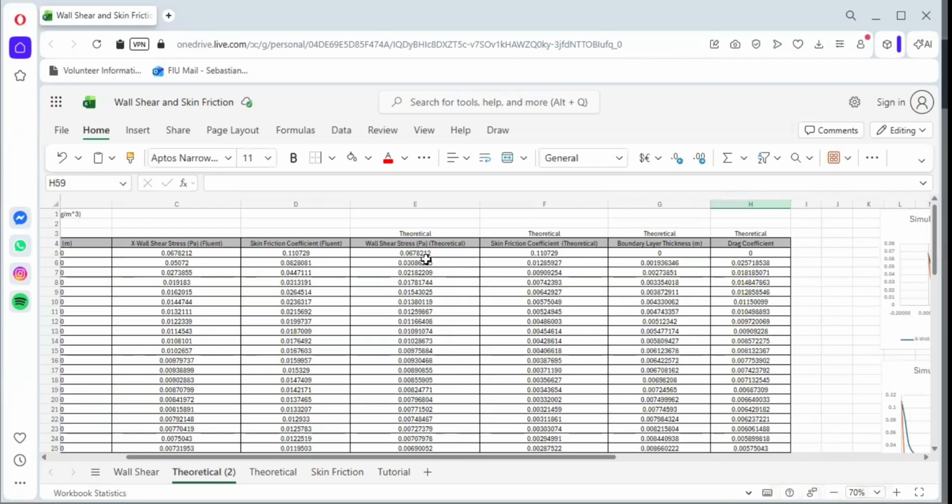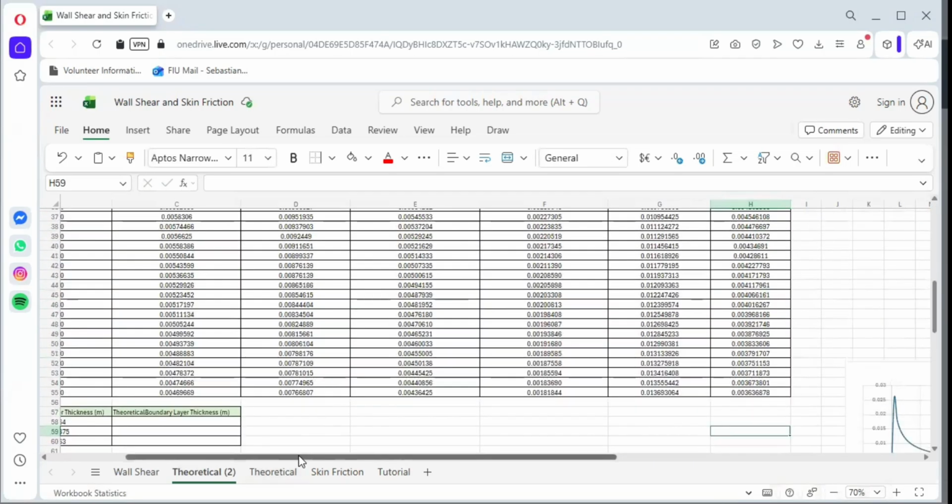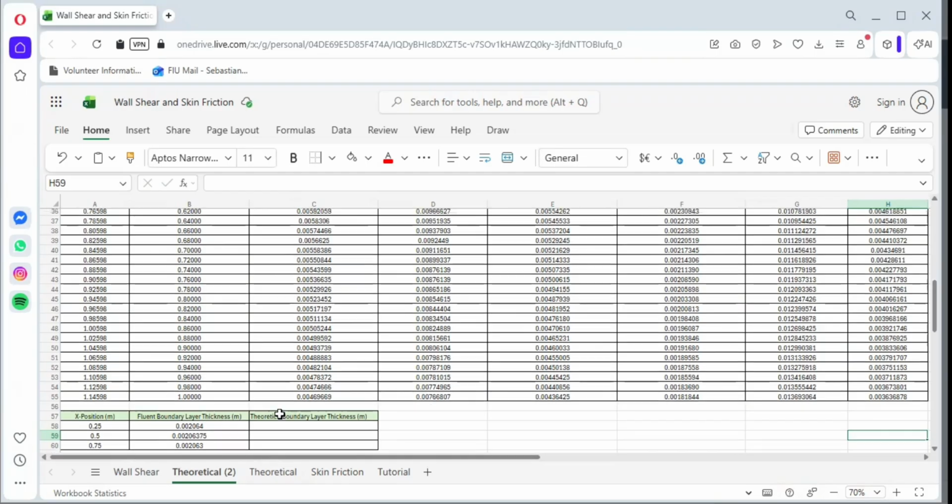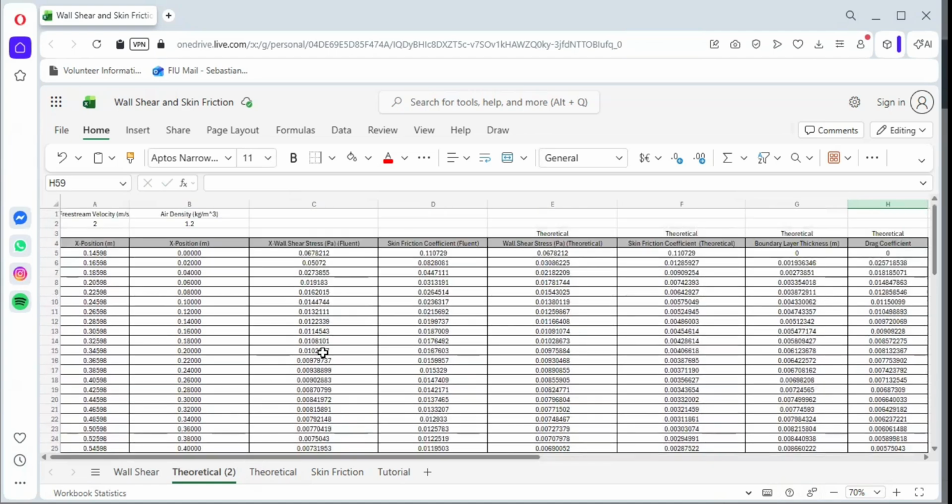So, all right, what we first want to find out are the x positions: 0.25 meters, which is 25 centimeters, and then 50 centimeters and 75 centimeters along the flat plate. And we want to compare the Fluent boundary layer thickness versus the theoretical boundary layer thickness. So here for the boundary layer thickness, we're going to look right here in this column.